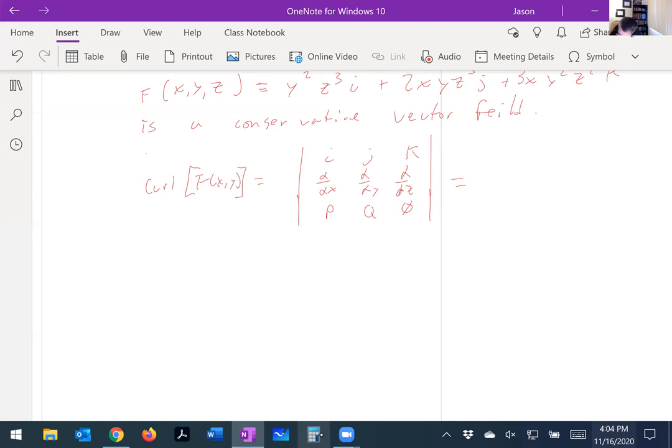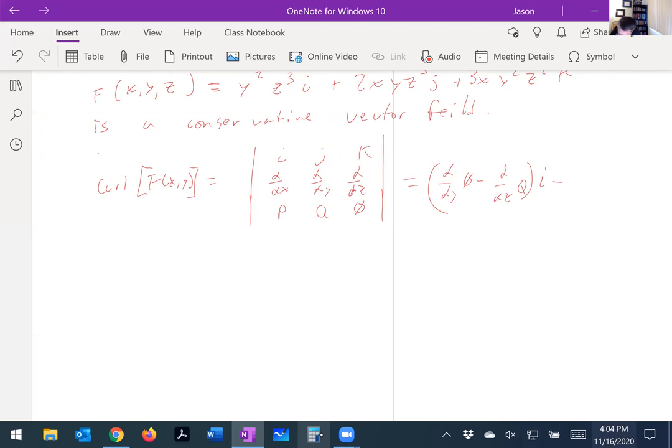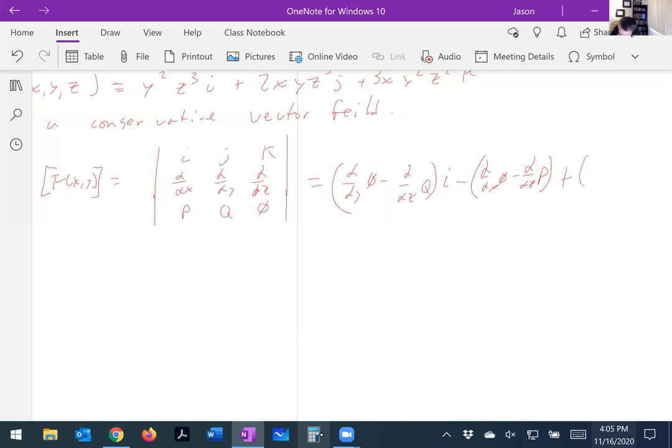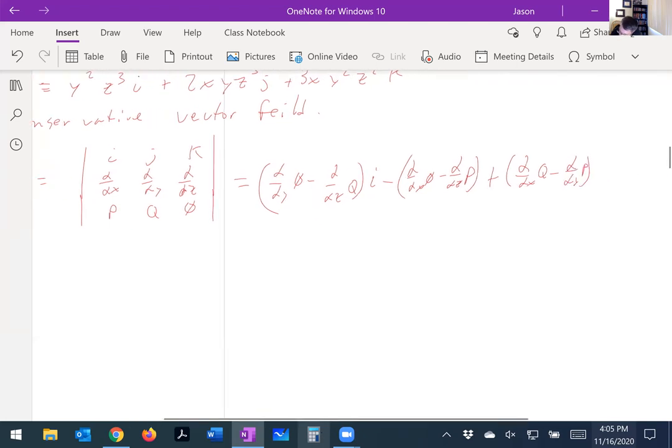So we're going to do the i-th one first. This is going to be d/dy of 0 minus d/dz of q. But again, we'll see that whole thing is going to go to 0. Minus the j-th, which is going to be d/dx of 0 minus d/dz of p. And then plus the k-th, which is d/dx of q minus d/dy of p.